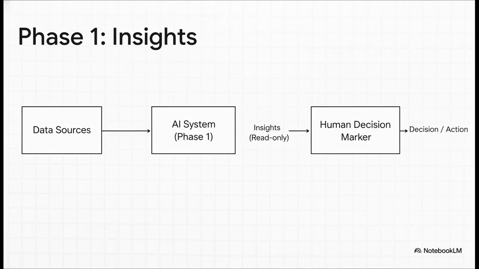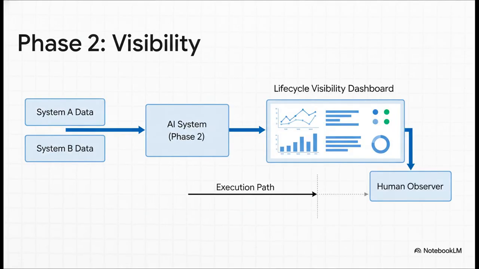It's read-only. The AI isn't doing anything, it's just handing you data so you can make a better, more informed choice. The human is still 100% in control. Now in Phase 2, the AI gets a little more sophisticated.